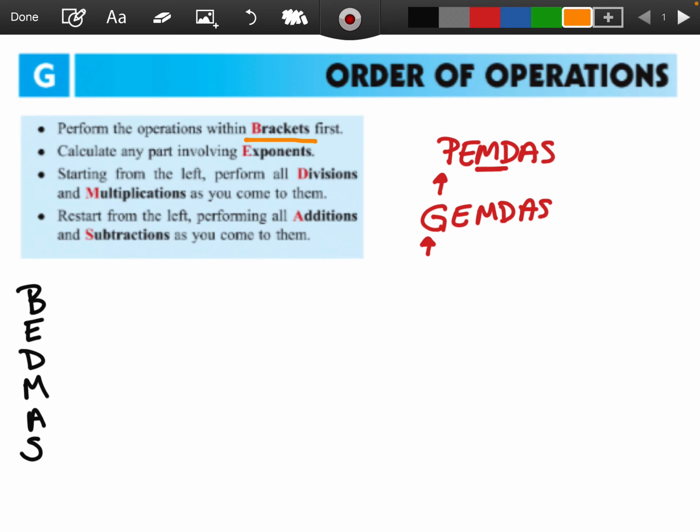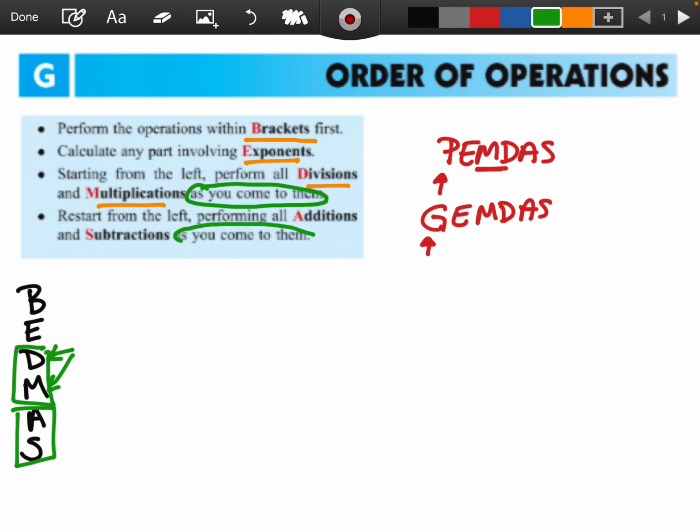Anything that's in brackets needs to get done first. Then exponents, and then any divisions and multiplications, and this is really important, as you come to them. Just because we put D before M in our acronym, it doesn't mean that you do divisions before multiplications. Divisions and multiplications are in one level. Similarly, addition and subtraction, same idea, as you come to them. This should not be new. I'm assuming that this is review for a grade 8 student.